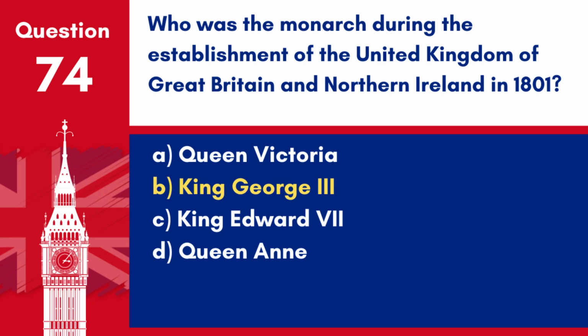Answer B. King George III. King George III was the monarch when the Act of Union 1800 came into effect on January 1, 1801, formally uniting Great Britain and Ireland into the United Kingdom of Great Britain and Northern Ireland.